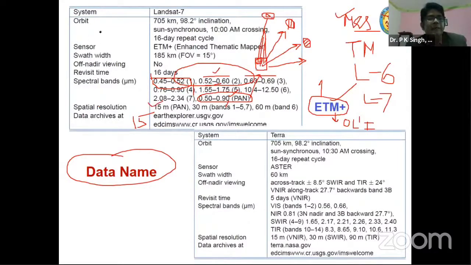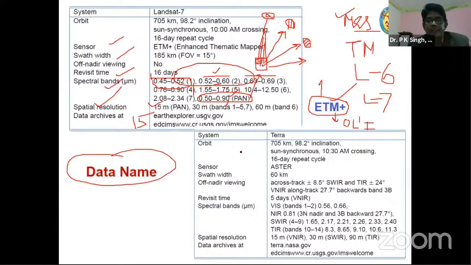See, all characteristics for the band data are given. What is the sensor? What is the swath width, meaning the area covered by the sensor? Then revisit time, temporal data, 16 days, spectral bands, spectral characteristics, spatial resolution, everything is given. Once you download data, apart from that data, one metadata file for this data is available. In that file, every piece of information is given. I hope I am clear about this. In that way only, you will be able to use these data.